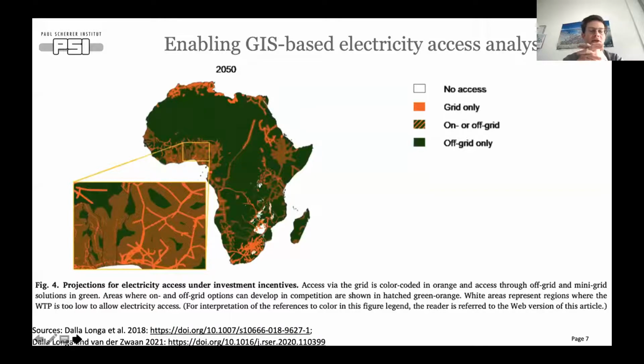And this kind of GIS-based analysis was only possible with a higher spatial resolution of Africa, in that case, and by incorporating the heterogeneity of the different African regions with respect to resource availability, with respect to infrastructure, and the development of these regions.